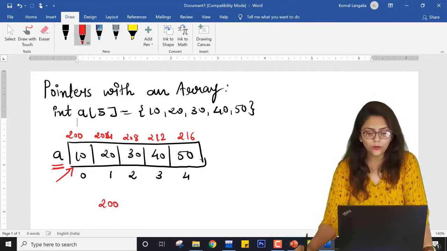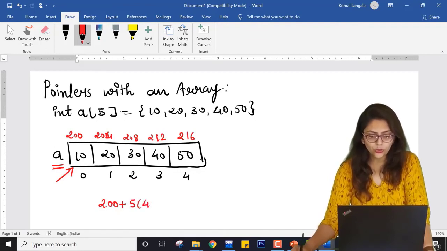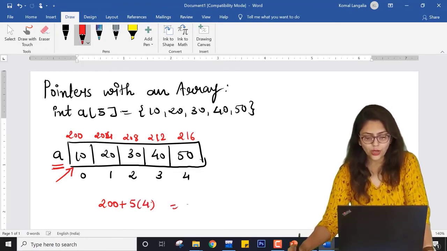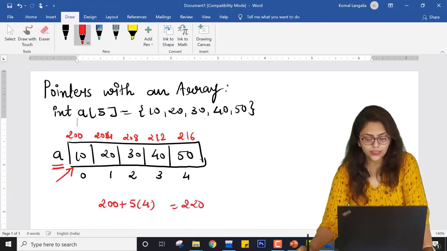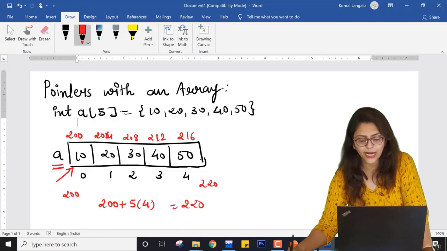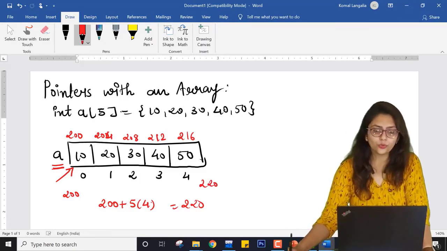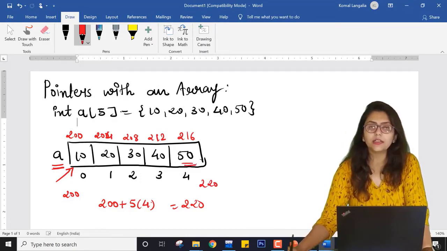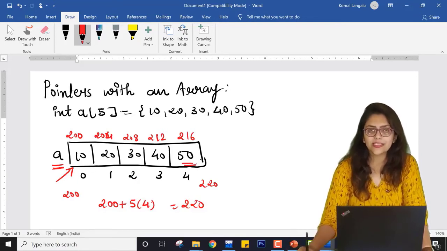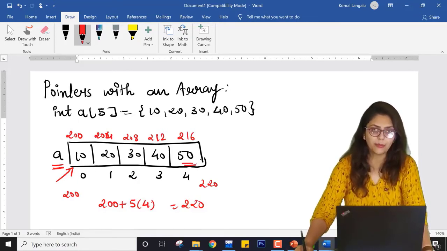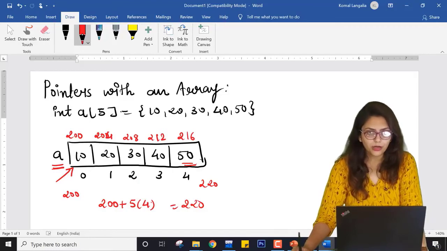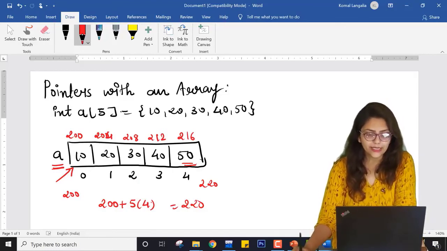So 200 plus 5 into size of integer, that is 4, so the answer is 220. So this array will occupy space from 200 to 220, right? Because from 216 to 220 there will be element 50. So this is how it will be stored in contiguous memory locations in my system. So this is how an array is stored.